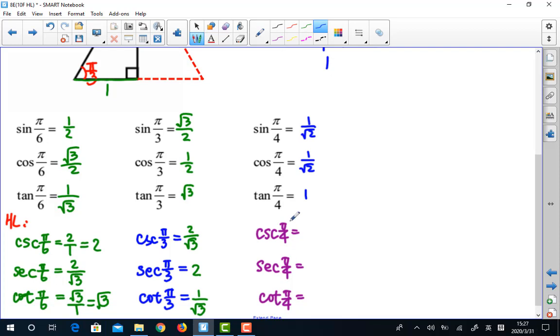For HL students, let's also find cosecant, secant, and cotangent of pi over 4. Cosecant pi over 4 should be the reciprocal of this ratio, root 2. Secant pi over 4 should be the reciprocal of this one, root 2. Cotangent pi over 4 is the reciprocal of this one, it's still 1.